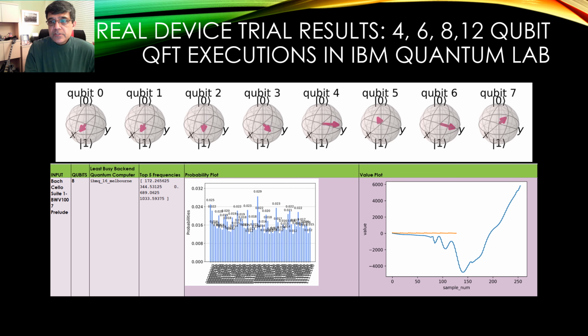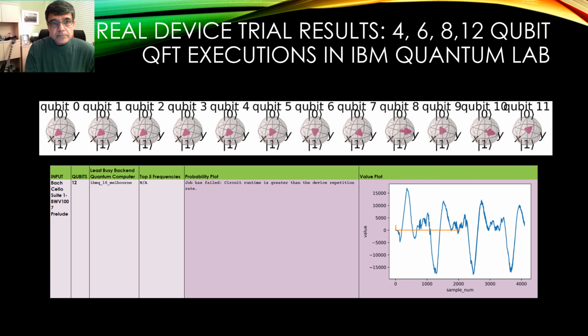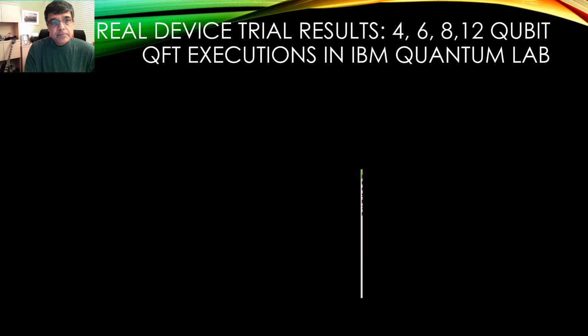For 8 qubits, very good waveform detection of the input file, not very good frequency peaks detection as shown in the orange curve in the value plot. The histogram does show some peaks, although the results are not certain that they were accurate. With 12 qubits, it failed with circuit runtime being greater than the device repetition rate.